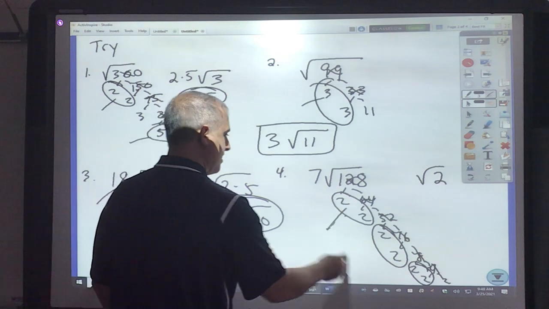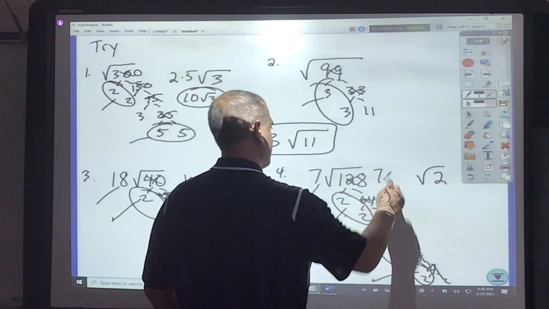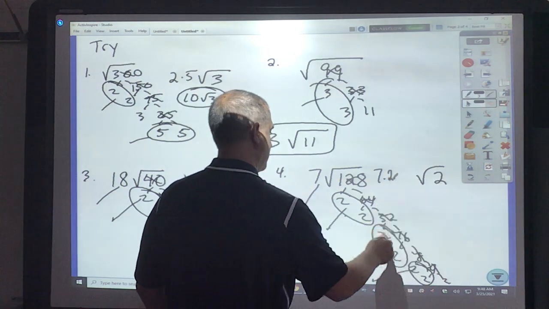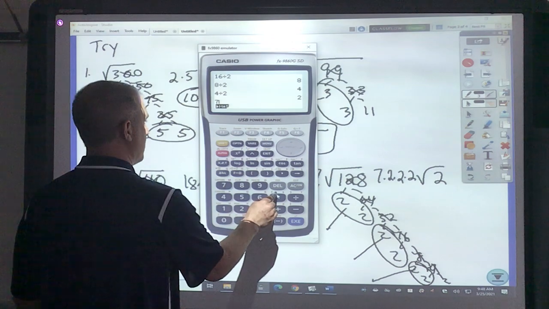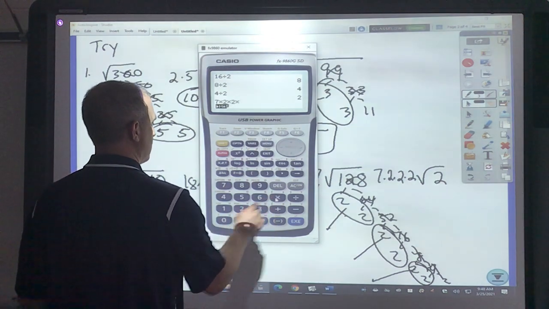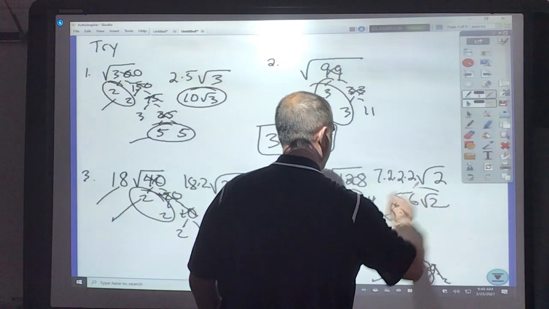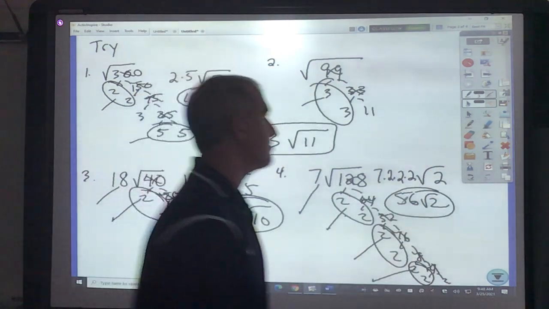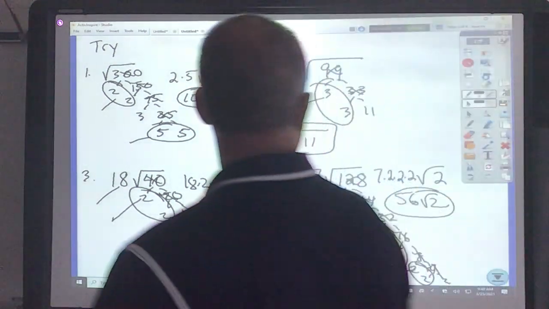I can take 1 out of this, 1 out of this, 1 out of this, and the 7. So 7 times 2 times 2 times 2. Use your calculator for that calculation. That gives me 56, so 56 square root of 2, okay? All right, let's go on to the next thing, okay?